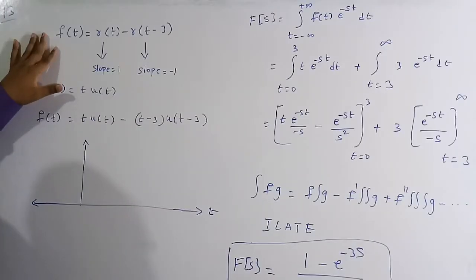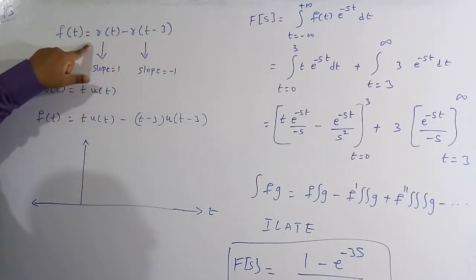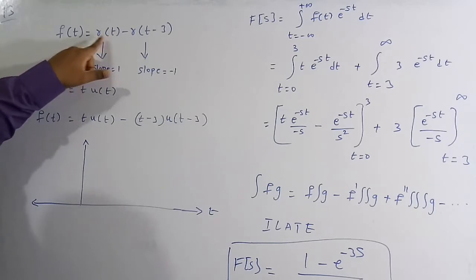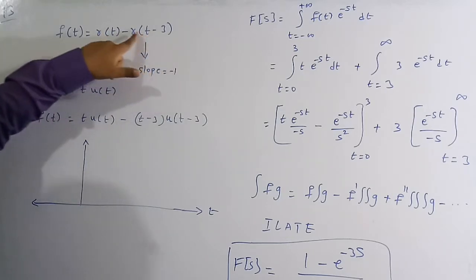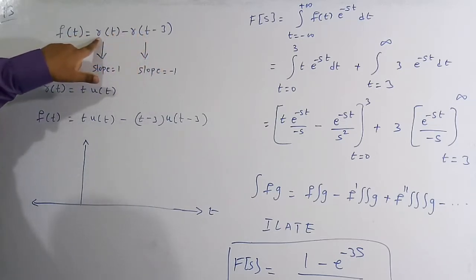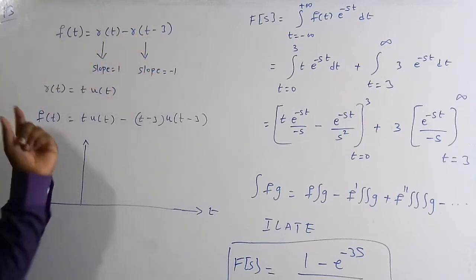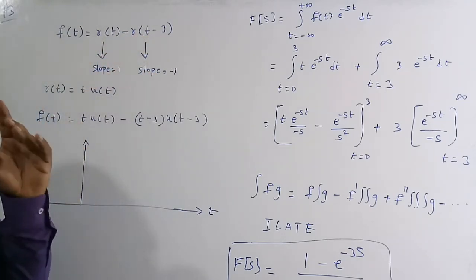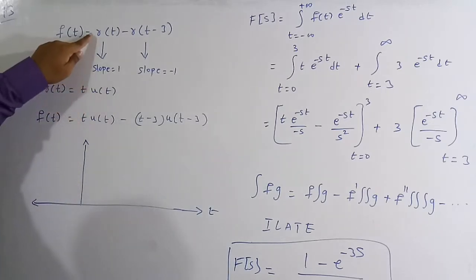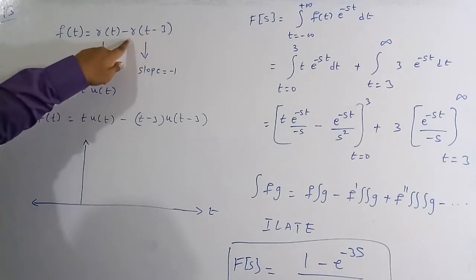In the question they have given the function f of t is equal to r of t minus r of t minus 3, where r of t is a unit ramp function. For r of t the coefficient in front is 1, and for r of t minus 3 the coefficient is minus 1. For any ramp signals you have to consider only the coefficients. These coefficients are nothing but the slopes of the signal. So the slope of r of t is plus 1, and for r of t minus 3 the coefficient is minus 1.